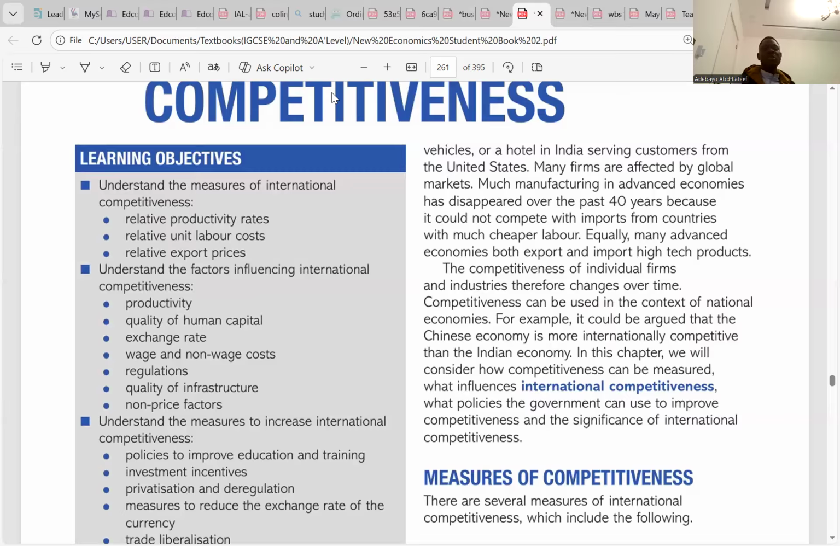What they are trying to let us understand here is that a lot of firms have disappeared over the years because they are unable to compete with other international competitors. And the last note here is about comparing China and India, where China is more internationally competitive than India. So we'll go to the measures of international competitiveness now.